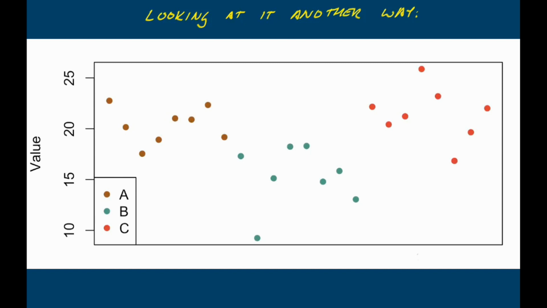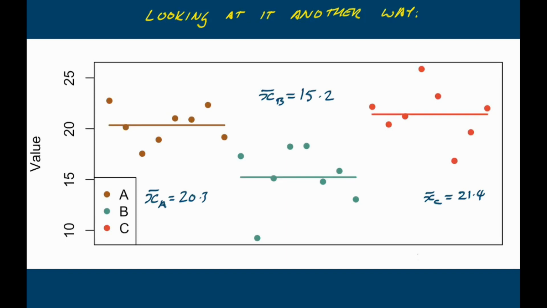Don't forget, our variable is in three groups, so we can also calculate an error sum of squares by calculating the mean for each group separately. So group A has a mean of 20.3, group B has a mean of 15.2, and group C has a mean of 21.4. We can draw those means in, there we are, and then we can calculate a sum of squares for each group and then add those together to give us the error sum of squares.